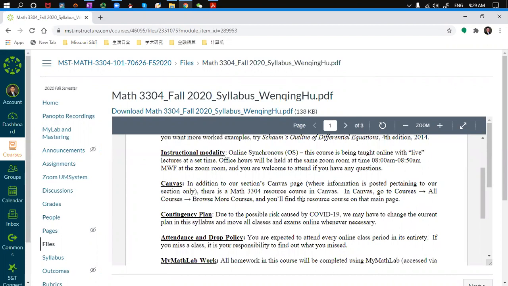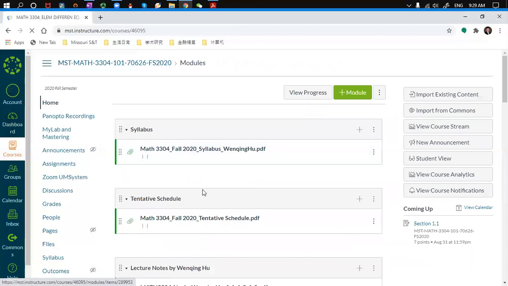Okay, so there are two web pages for the course. One web page is for our course. You go to the panel like 3304 semester. This is what you see here. What you see here contains the semester's syllabus, everything.